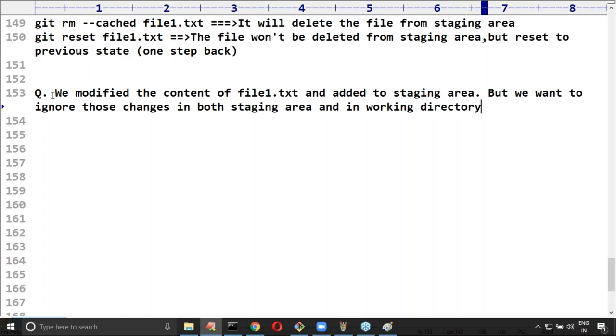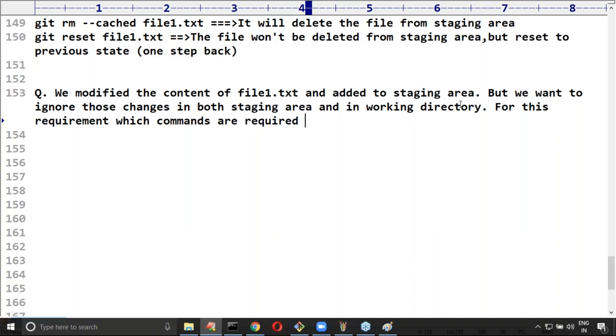in both the staging area and in working directory. Okay, can you please ignore the changes in the staging area and even in the working directory? For this requirement, which commands are required to use? Anyone, can you please tell?